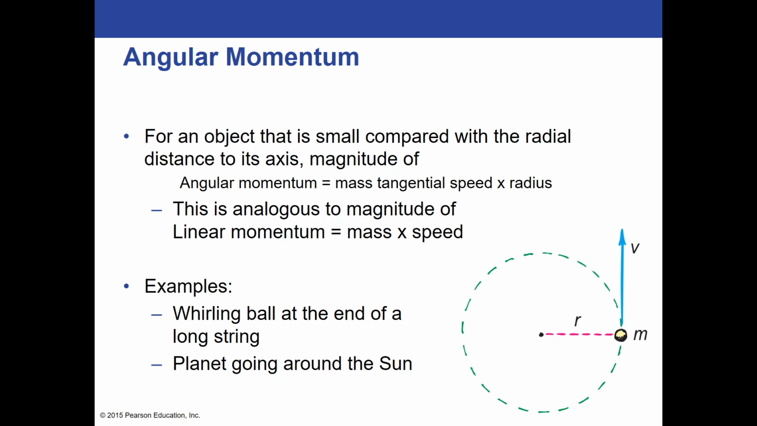Again, linear momentum is mass times velocity. The rotational equivalent to mass is inertia, and the rotational equivalent of velocity is omega. And omega, you can solve for it, is tangential speed divided by radius, and inertia is mass times radius squared. They cancel. I showed this yesterday in class.